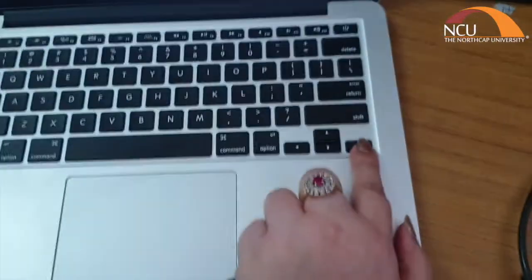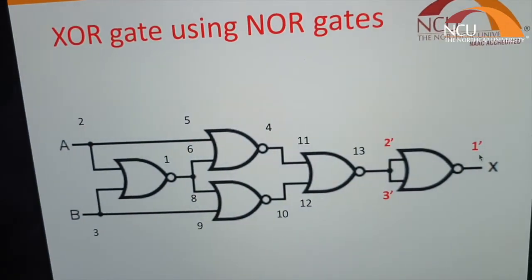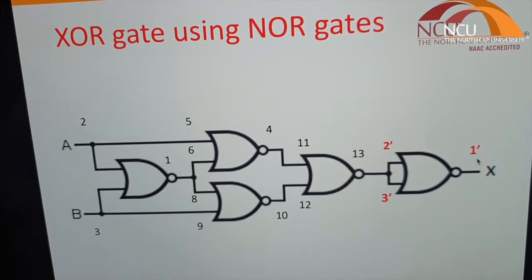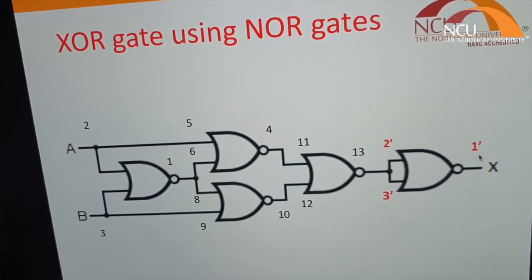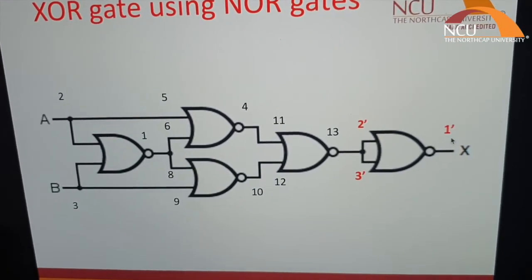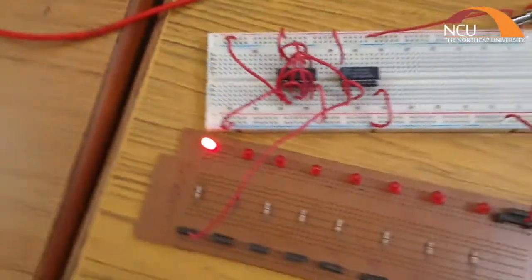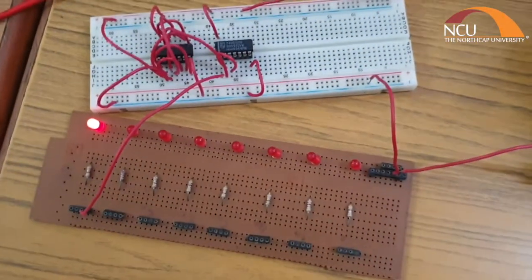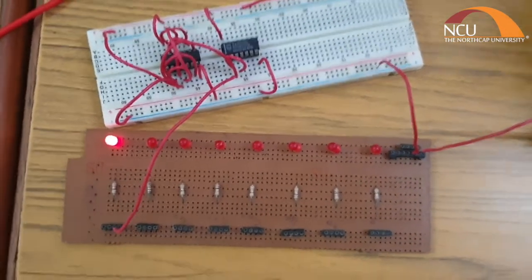So as you can see in the circuit diagram which I have explained to you, we are using 4 NOR gates from the first IC and the second NOR gate from the second IC. So now I'll move on to the circuit. This is the circuit for your XOR gate using NOR gates. We will be using 2 ICs here.